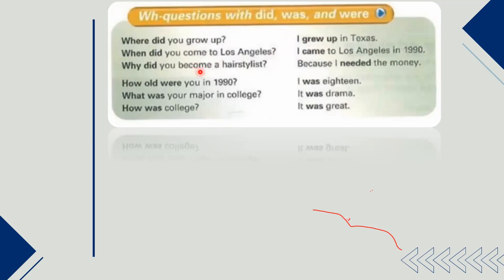Now, why did you become a hairstylist? This is for a reason. ¿Por qué? ¿Por qué llegaste a ser un estilista? And you say, because I needed the money. Porque necesitaba el dinero.